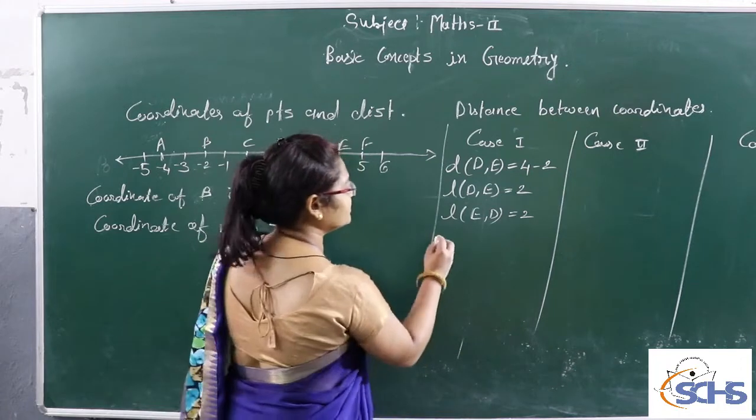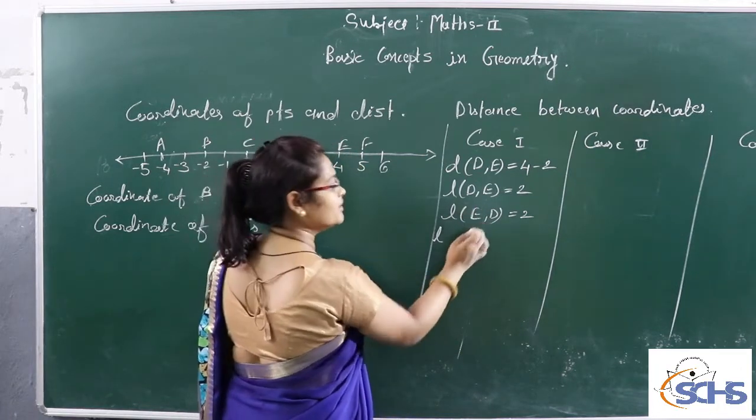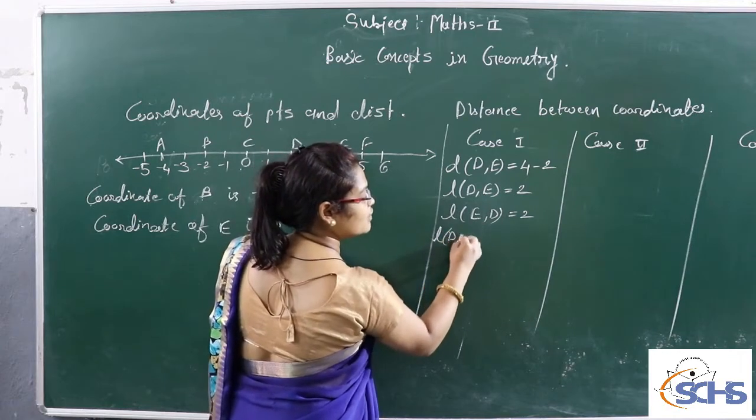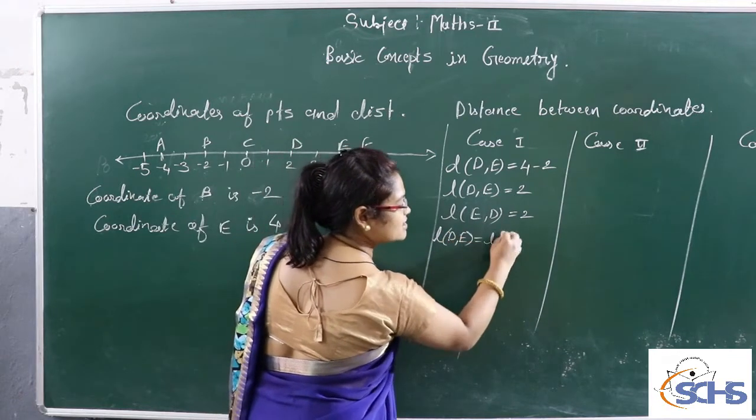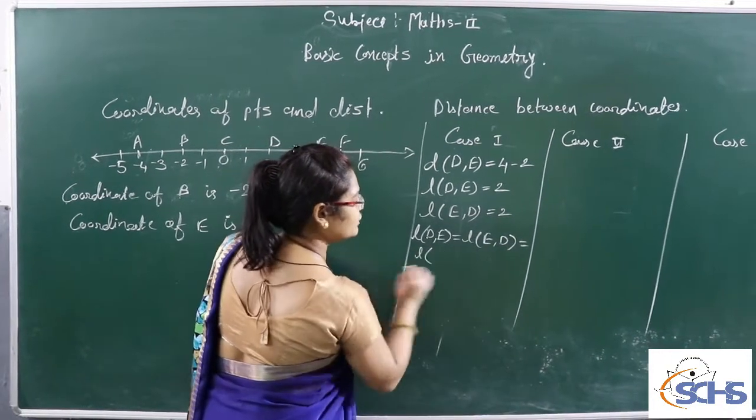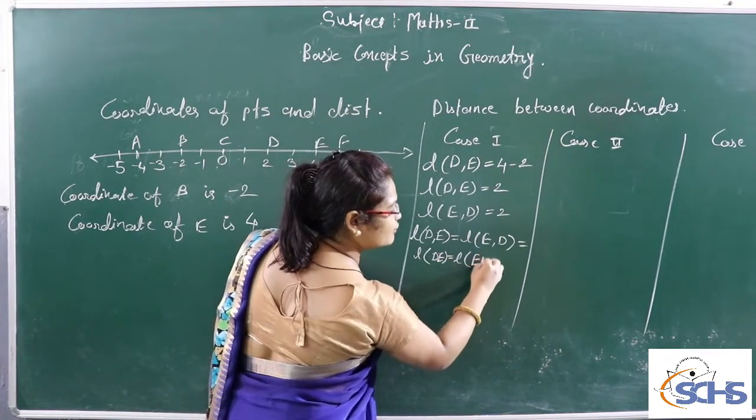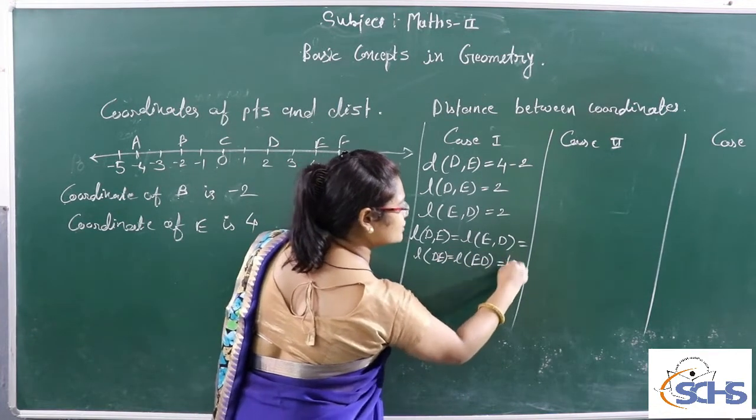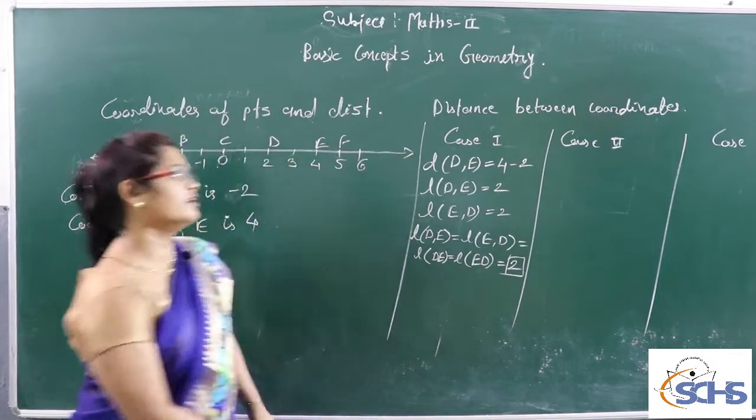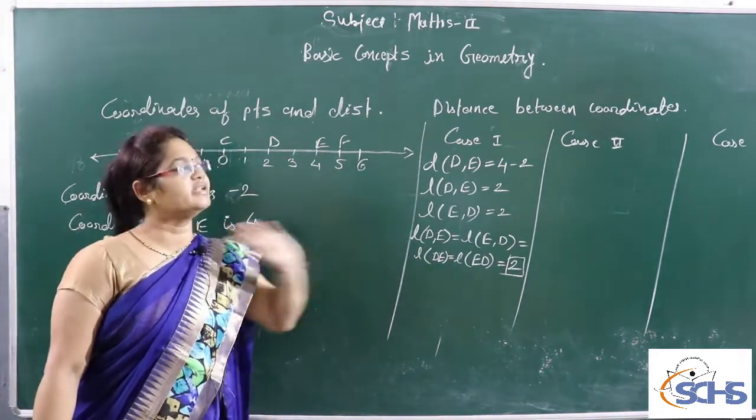It can also be written as length of D comma E is equal to length of E comma D. So length of DE equals length of ED is equal to 2. Whenever we have to find out the distance between two positive coordinates, we get the answer as 2.